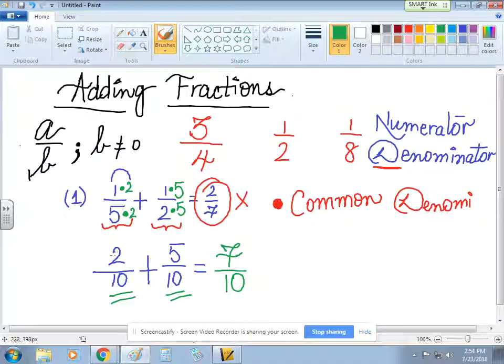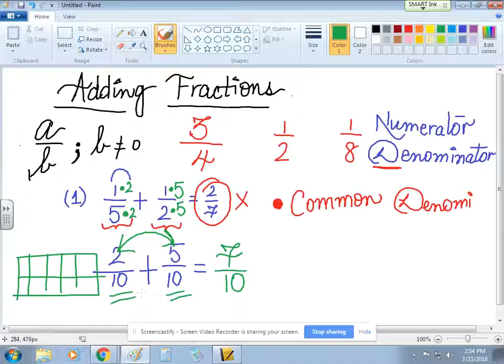Now, logically, what it means is I'm looking at 10 pieces of something, and I'm just looking at 2 pieces of that, and I'm looking at 10 pieces, I'm just taking out 5 pieces. So out of that 10-piece candy bar, how many pieces am I looking at? I'm actually looking at 7 pieces out of the 10-piece candy bar here. So I hope that's making some sense to you, and that should be our answer.